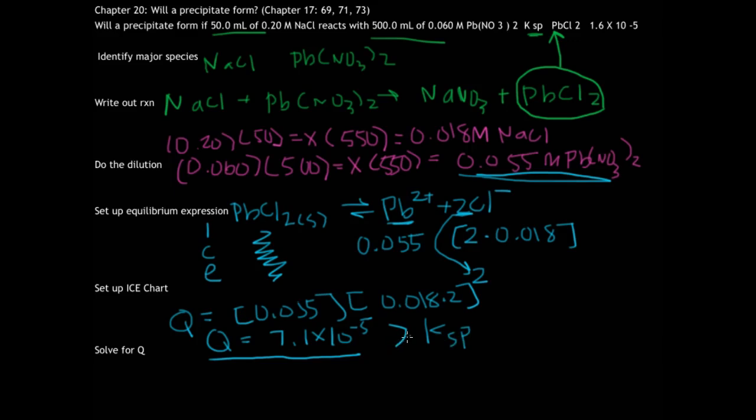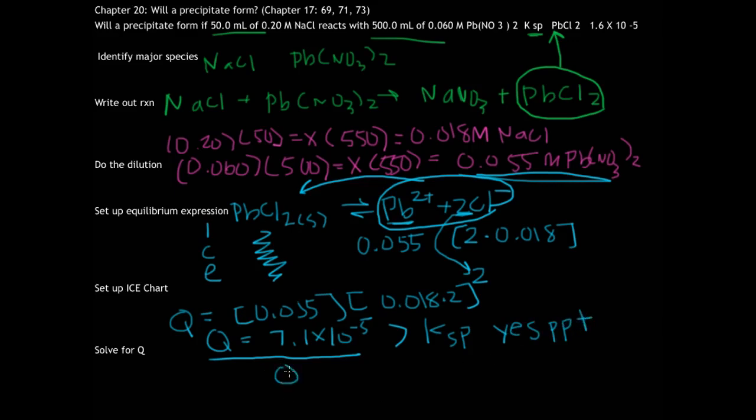Okay, what do we remember from that? If Q is bigger than K, it means you have too many products. A bigger number for products gives you a bigger Q. So too many products, equilibrium will shift to the left to get back to K, so it can drop back down to here. Well, if we're shifting to the left, we are producing solid lead 2 chloride. Solid lead 2 chloride is, yes, a precipitate will form.